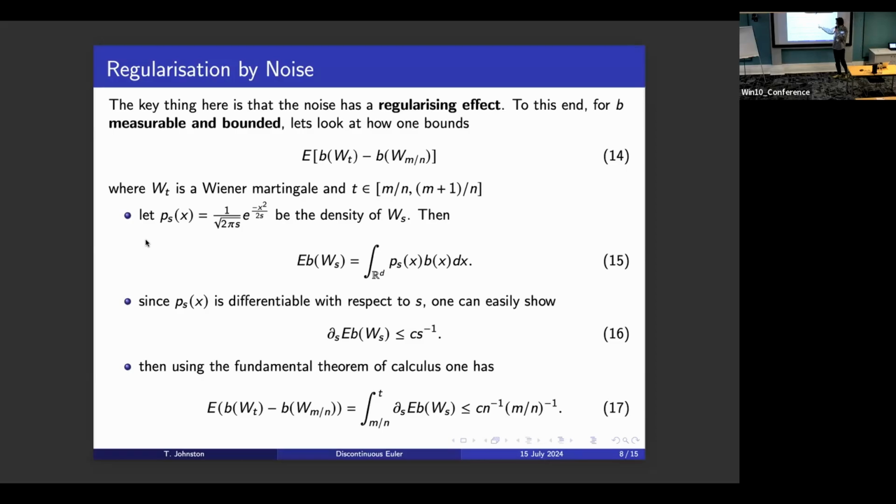And so the technique here is very simple. One just writes out this expectation through the formula of the Wiener martingale. Since this is just a Gaussian random variable with variance s, one writes it the standard way, by integrating over the density. Now we have an explicit expression, with an explicit density, so it's easy to differentiate. Given that this is integrable, one can bring the differentiation operator inside the integral. And it's a simple calculation to show this bound, where the constant C depends just on the supremum of B, because we merely bound B by its supremum.